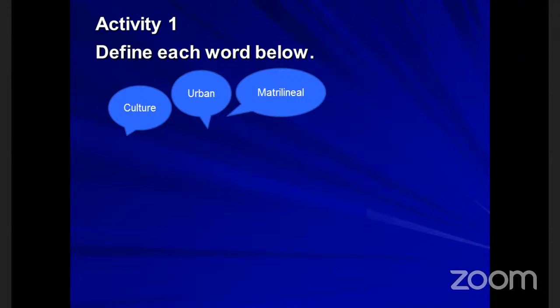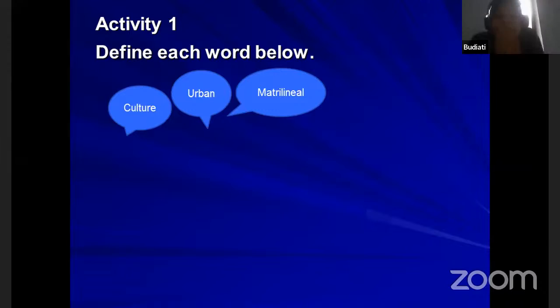Matrilineal. Yes, ma'am. Matrilineal is a kinship system through the mother line. From the mother line. Yeah, thank you. Okay. Miss Adinda, I haven't heard your voice, by the way. Miss Adinda Rizky? Not yet? Okay. Now I'd like to go on to the next.